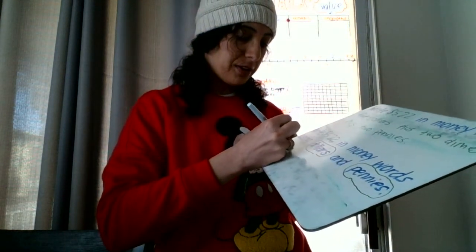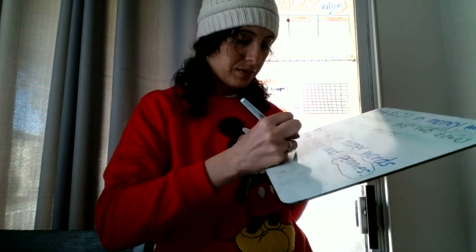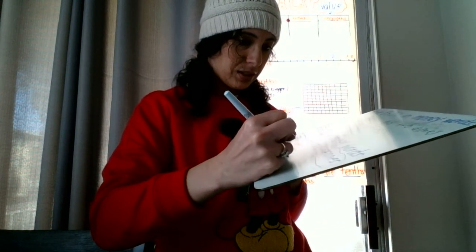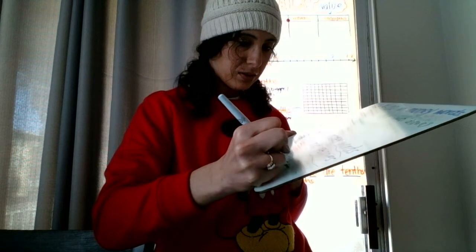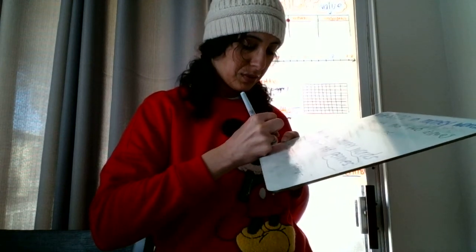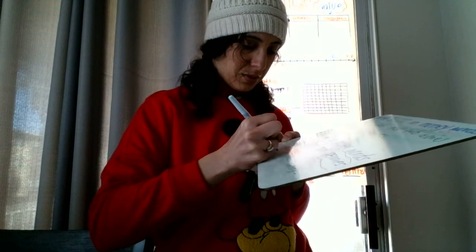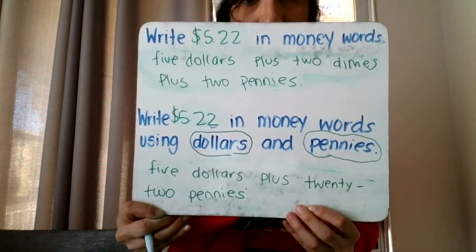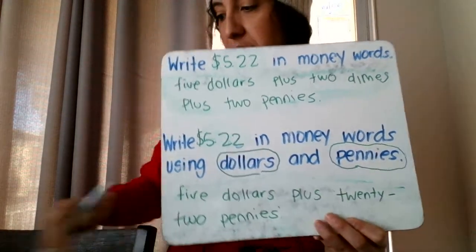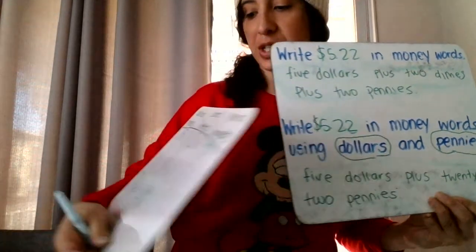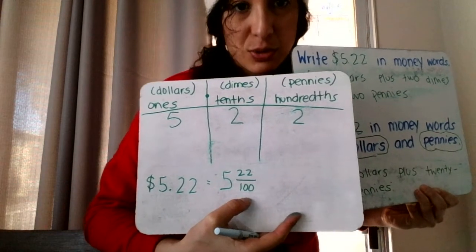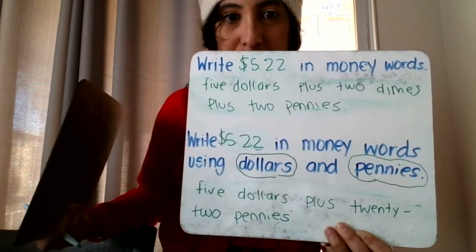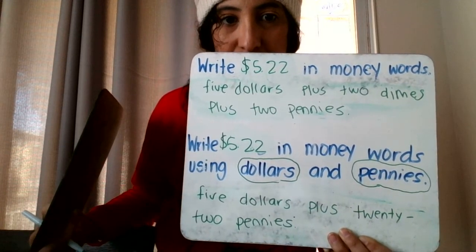So I have $5 plus 22 pennies. So I have $5 plus 22 pennies, which matches what I have in my fraction. Okay, 22 over 100. Remember, 100 represents pennies. So $5 plus 22 pennies.